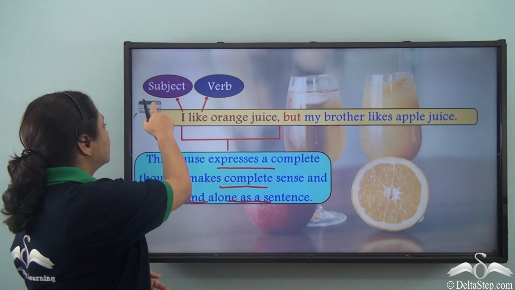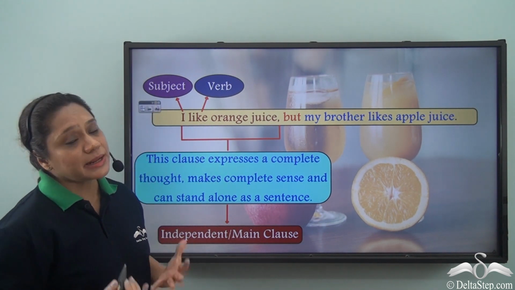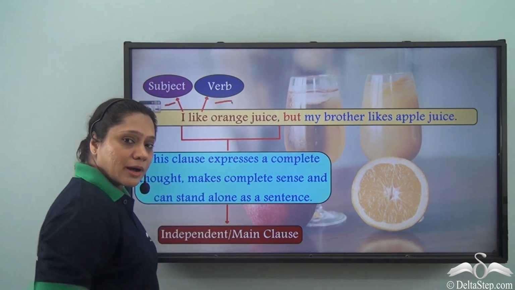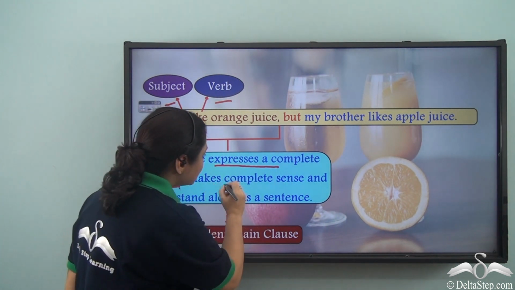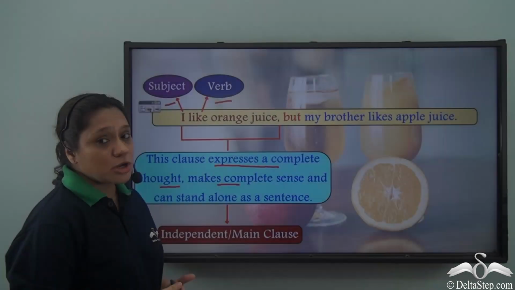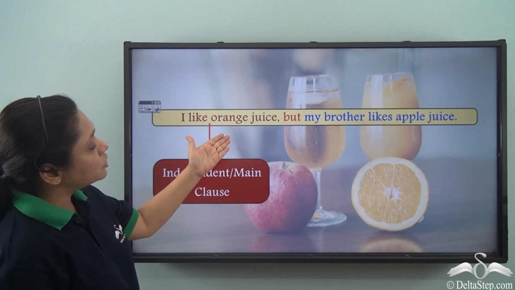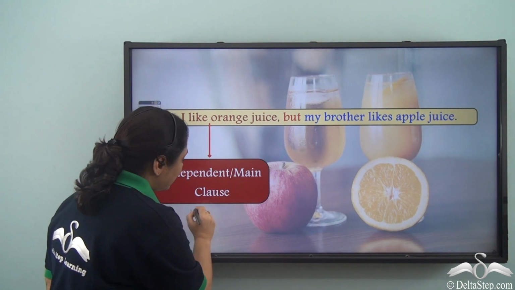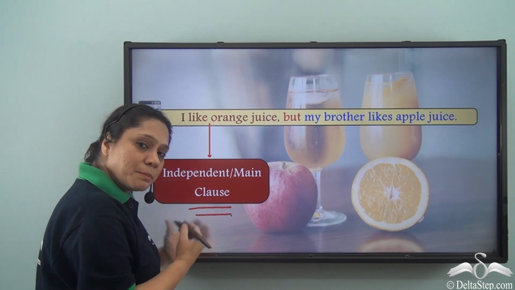So this clause is known as an independent or a main clause. So what is an independent or a main clause? It is a clause which will always have a subject and a verb, and it will express a complete thought, it will make complete sense, and it can stand alone as a complete sentence. So what do we see? We see that the sentence, I like orange juice, but my brother likes apple juice, is made up of an independent or a main clause. So the first part of the sentence is an independent or a main clause.